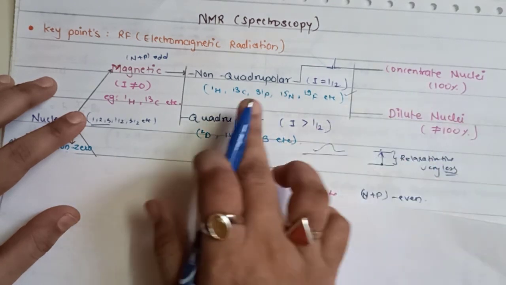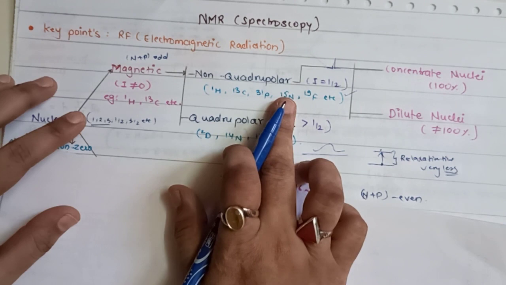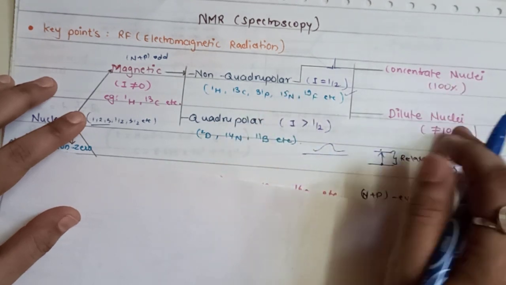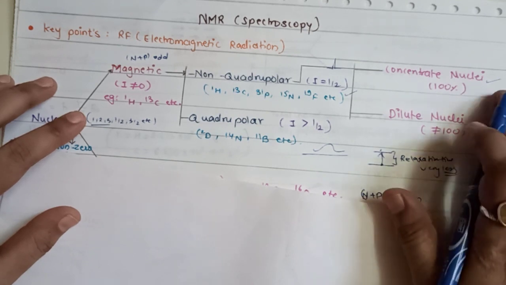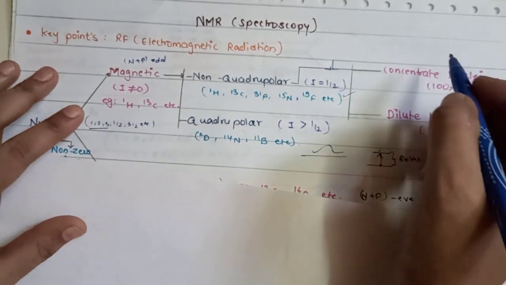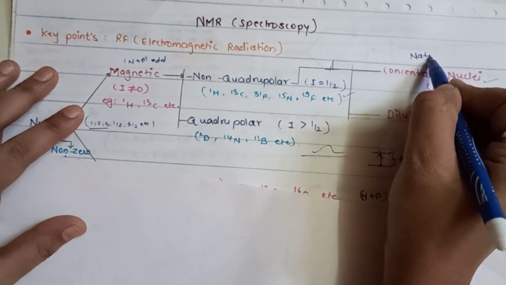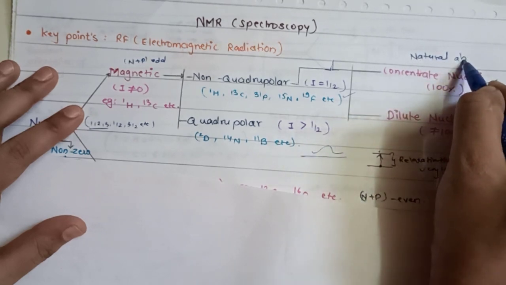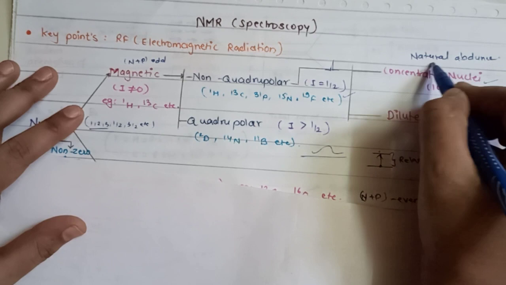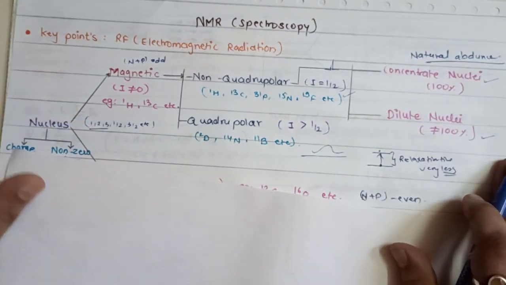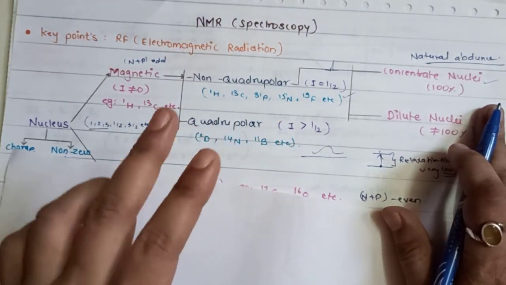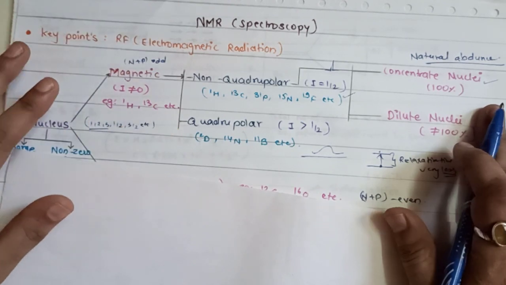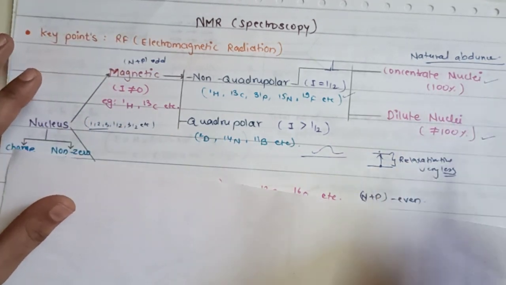Okay. And further, this non-quadrupolar magnetic nuclei is classified into mainly two parts. One is the concentrated nuclei and the other is the dilute nuclei. Concentrated and dilute nuclei depend totally on the natural abundance of the isotope. Natural abundance means their actual availability in nature. So concentrated nuclei means whatever nuclei of the atom we consider for NMR spectroscopy, they have 100% natural abundance.